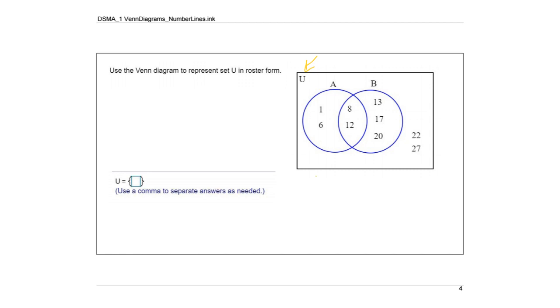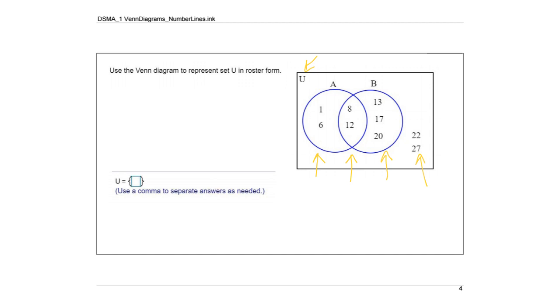So 1 and 6 are in set A, but not anywhere else. 8 and 12 in the middle are in both. They're in set A and set B. We're going to write that down in just a minute. Here, those three numbers, 13, 17, and 20, are only in set B. And finally, this 22 and 27, they're not in set A or set B, but they're still in my universe.